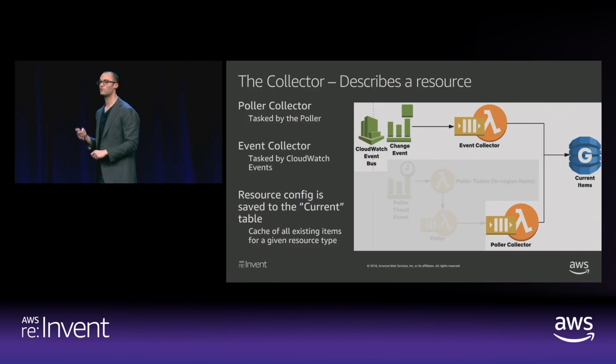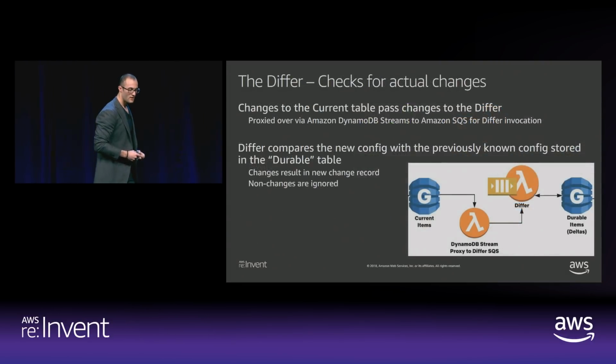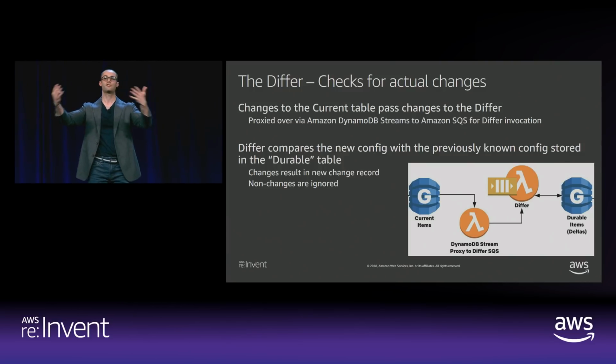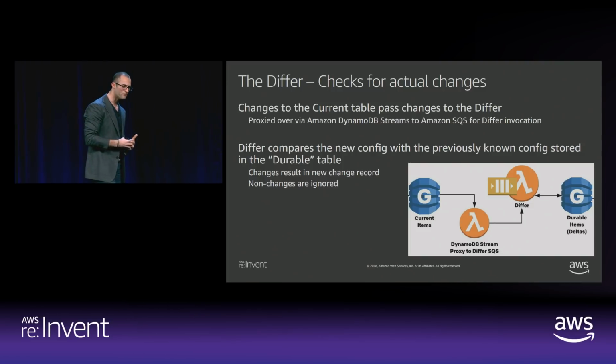We then save those details to a global DynamoDB table that we call the current items table, and that table acts as a cache of all the existing resources that we see. There's a DynamoDB stream event on this table that invokes a Lambda function that does some noise reduction. It then takes the details of that resource that just got changed, and it triggers a differ Lambda function, which actually looks at the previous known state of that resource and the current state and checks to see if there's actually a material difference between the two. If there is, then the differ saves a new change record to the durable items table, which is a global DynamoDB table with all of your changes over time, with the CloudTrail context.